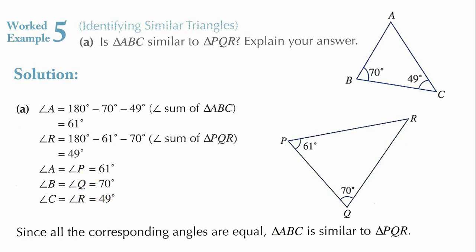If all the corresponding angles are equal in two shapes, then the two shapes are similar, because angles make the shape. Since all the angles are the same, both shapes are the same. So this is the definition of similar figures: shape is the same, size may be different. So both triangles are similar because all the corresponding angles are equal.